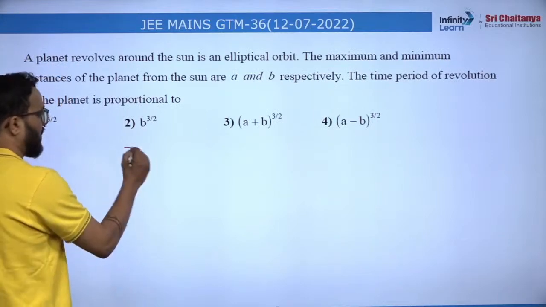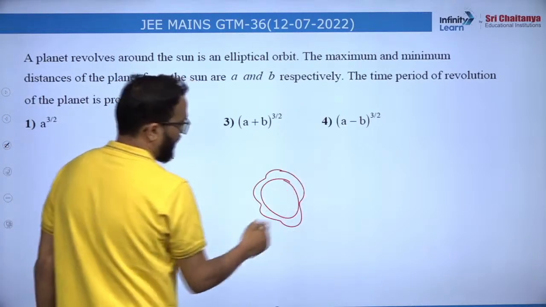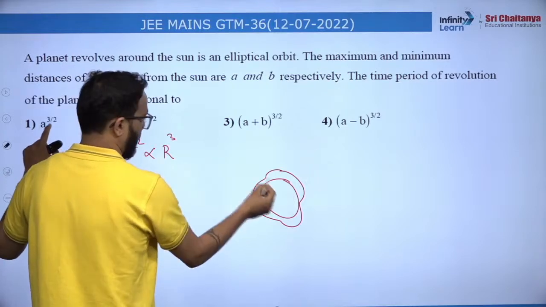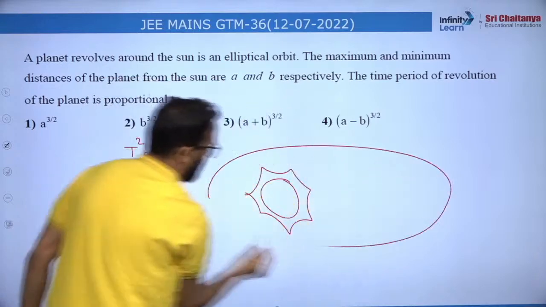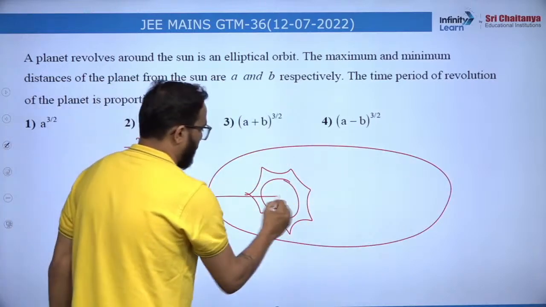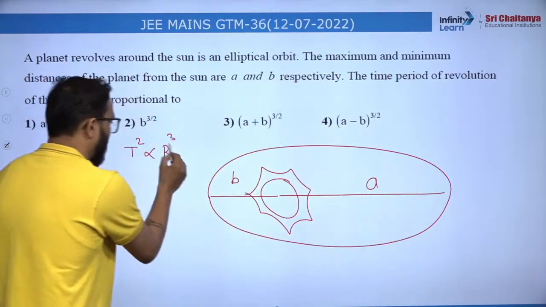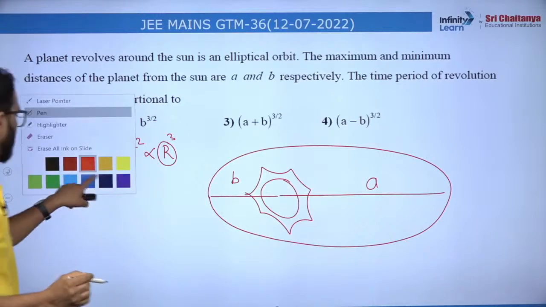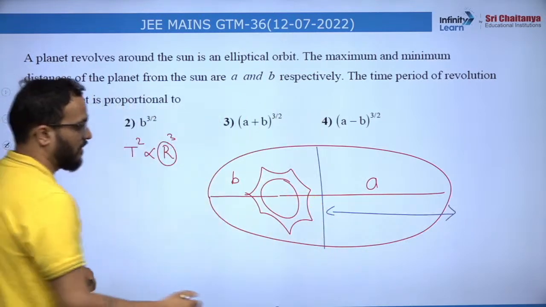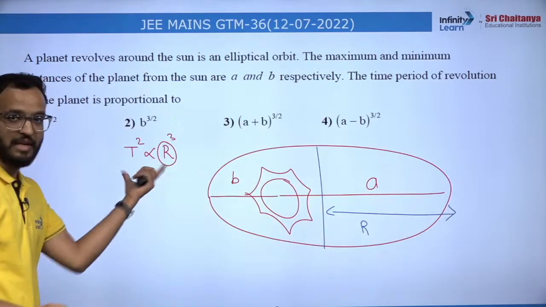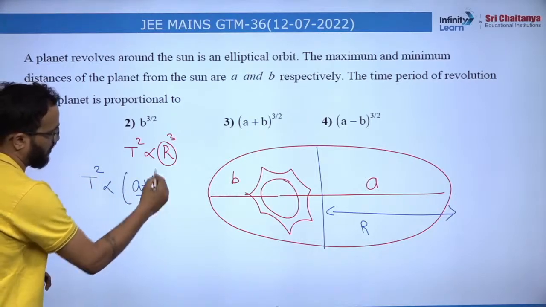We know that T square is directly proportional to R cube, but what about the elliptical path? In the elliptical path, this is the sun, and this is the elliptical path. If this distance is B and this distance is A, then here R is actually this distance. Can you see this? This is your R to be used in Kepler's third law. So you will say T square is directly proportional to (A plus B by 2) whole cube.